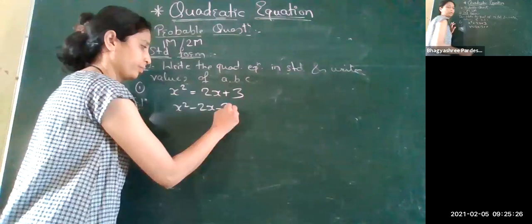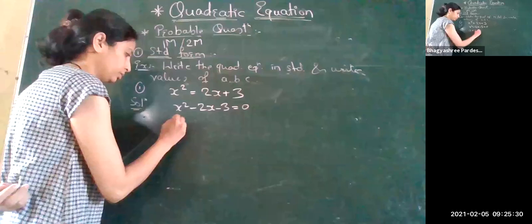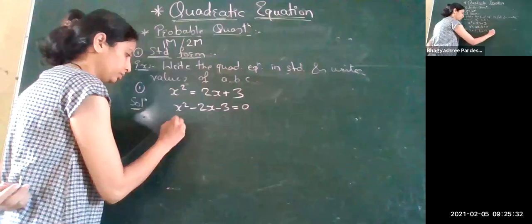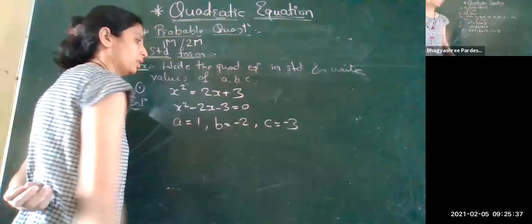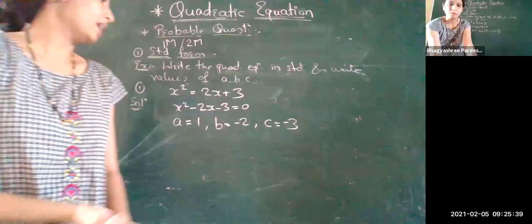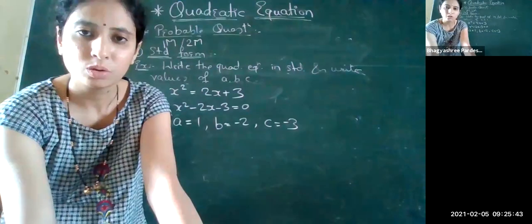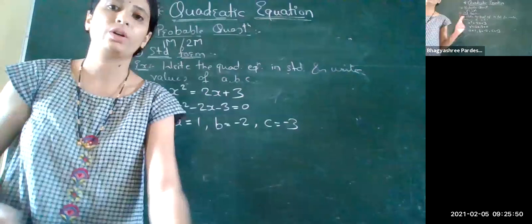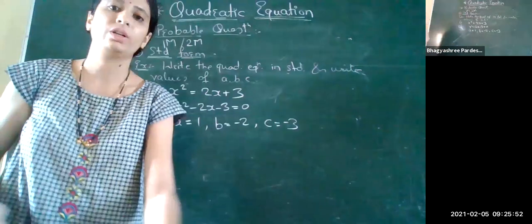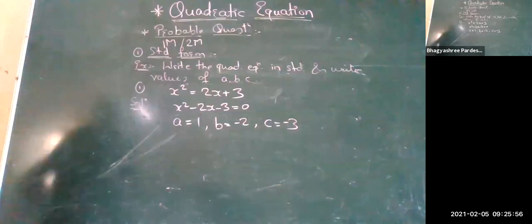Then what will be the values of A, B, C? A is 1, B is minus 2, and C is minus 3. Okay, very good. So these are the values of A, B, C, and this is nothing but the standard form. This is the easiest one. This type of questions are asked, so please don't skip this question and don't skip these points. The standard form can be asked for 1 mark or 2 marks. Very easy.